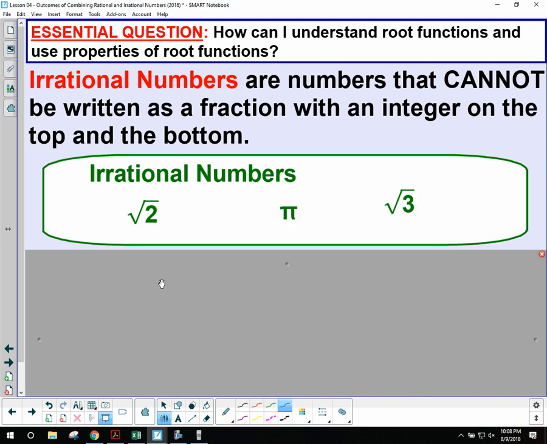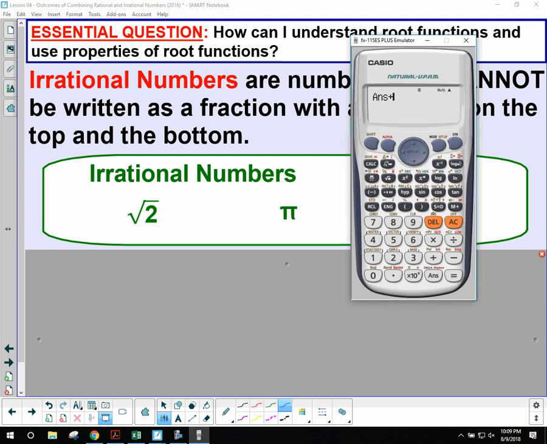Irrational numbers, on the other hand, are numbers that cannot be written as a fraction with an integer on the top and the bottom. Examples are root 2, pi, and root 3. So if you have your calculator, let's just type in root 2 here, and I'll show you what I mean. Hit the SD button. If you look at the decimals, there's no pattern, and you don't see a line on top, which means it's going to be random forever and ever.